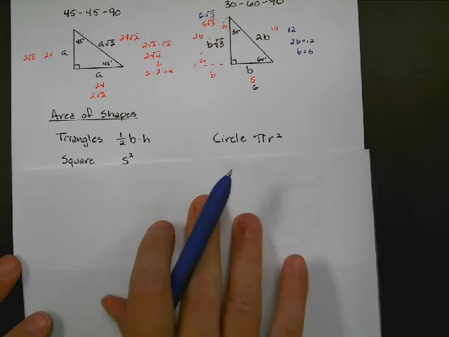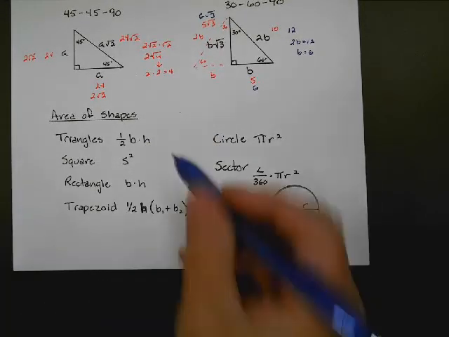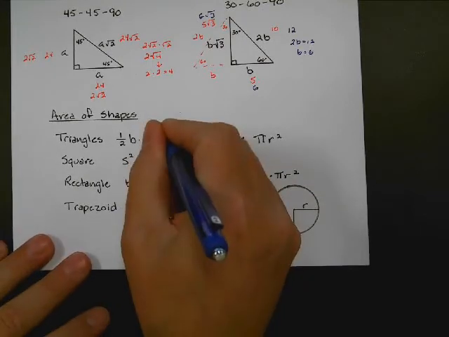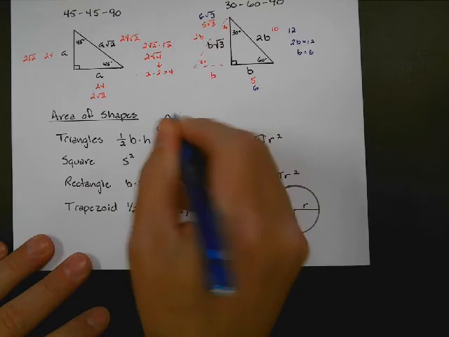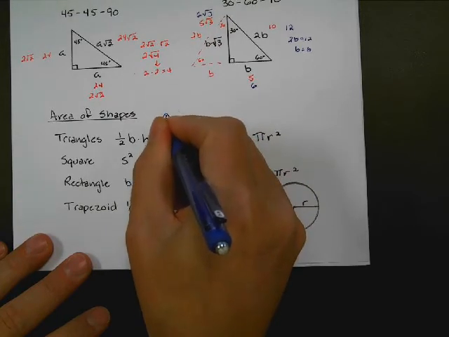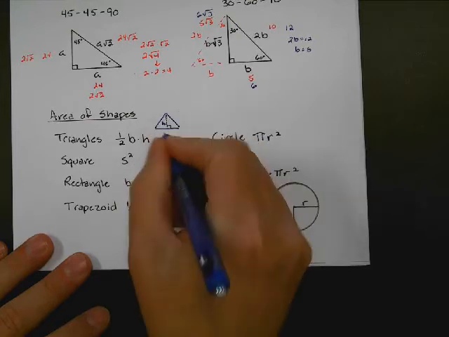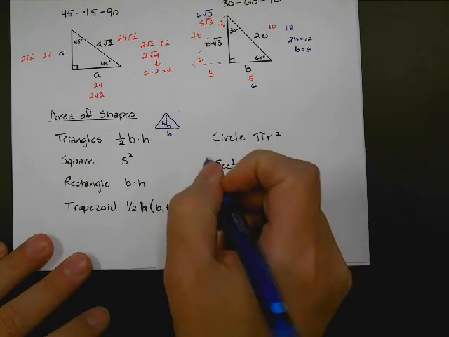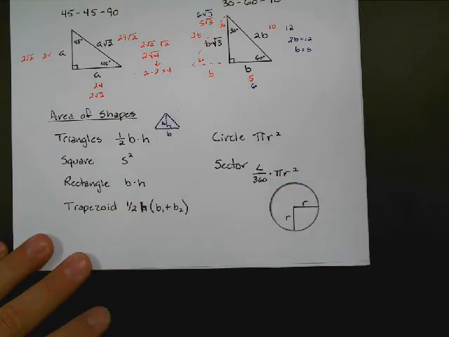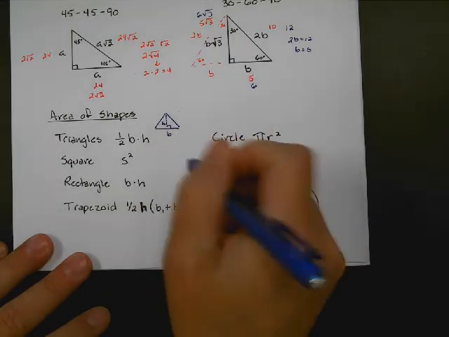So triangle, the most basic of the shapes, would be 1/2 the base times the height. Whenever we measure base times height, the height has to be perpendicular to the base. We call this an altitude. So the height has to be perpendicular to the base when we measure it out. So you can't just use any side as the height. The height has to be the side that's perpendicular.